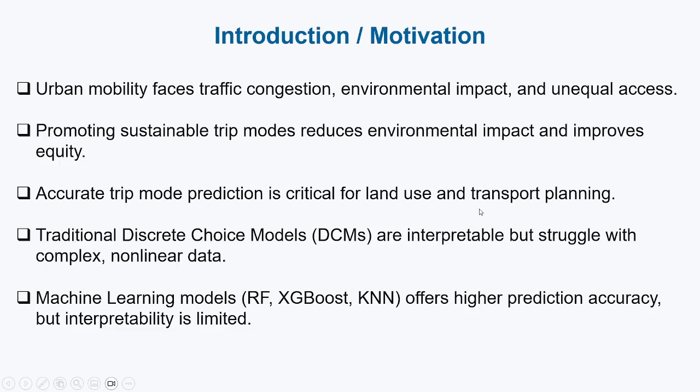Traditional discrete models are interpretable but struggle with complex and non-linear data. However, machine learning models such as random forest, extreme gradient boosting, and k-nearest neighbor offer higher prediction accuracy, but interpretability is limited.